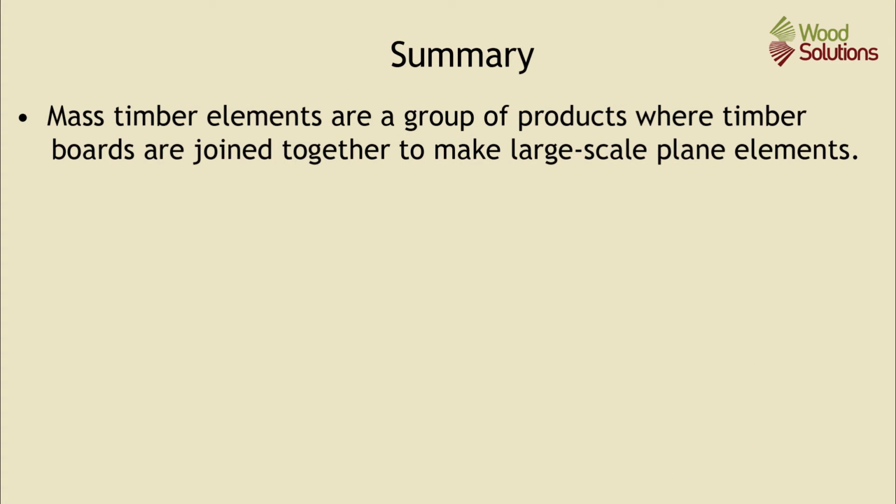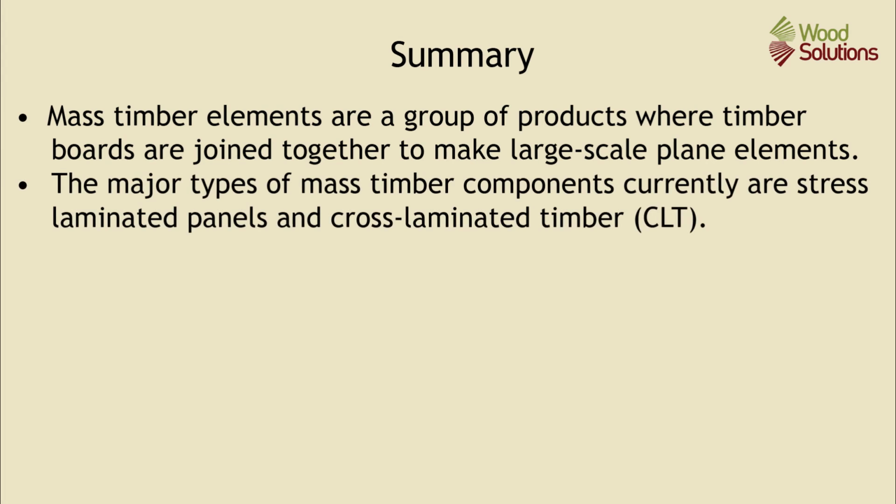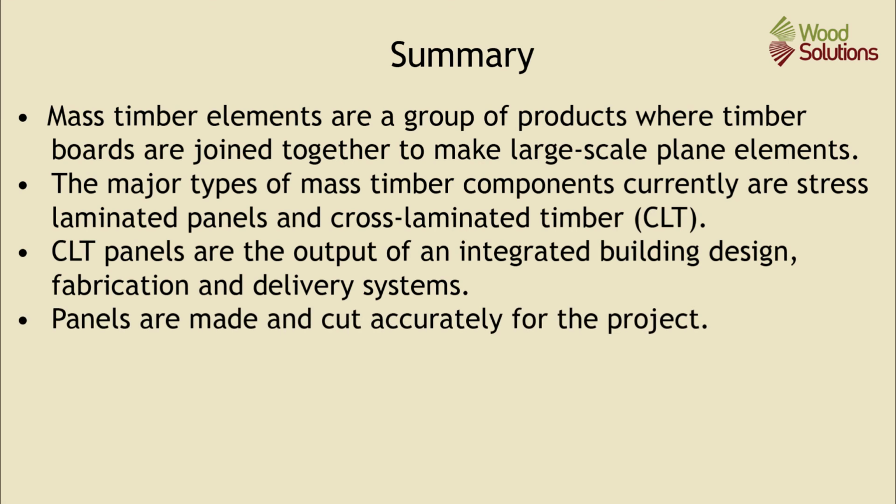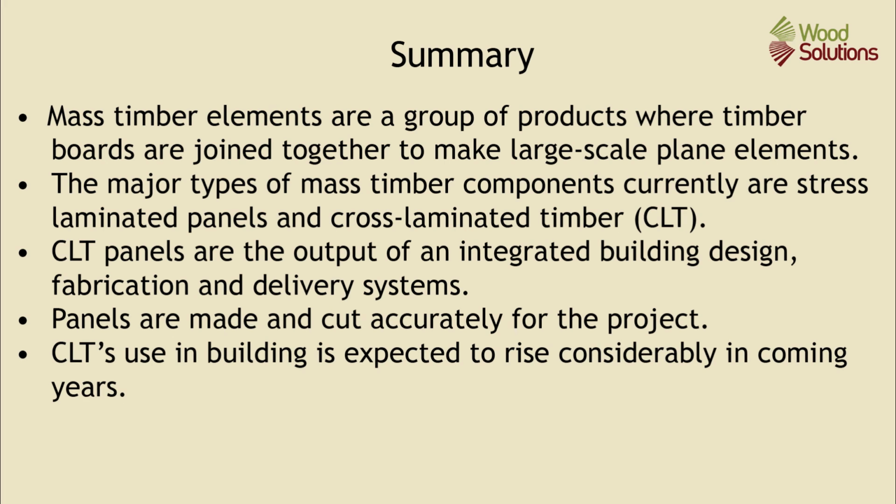In summary, laminated mass timber products are made from timber boards joined together to make large-scale plain elements. The major types of mass timber components currently are stress laminated panels and cross-laminated timber, CLT. CLT panels are the output of an integrated building design, fabrication and delivery system. The panels themselves are relatively easy to make. The other parts of the system can be much more complex. Panels are made and cut accurately for the project, and CLT use in buildings is expected to rise considerably in the coming years.